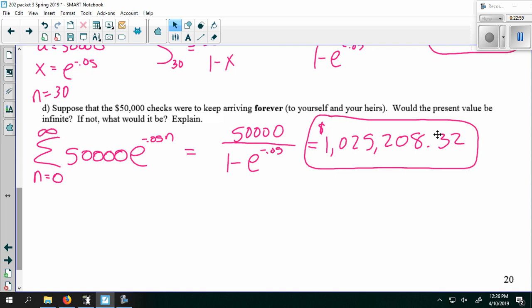That's weird. Feels a little counterintuitive, but if you think about it, 10,000 years from now, $50,000 would be worth practically nothing probably because of inflation, etc. So $50,000 way, way, way in the future is worth so little that your checks for $50,000 are not even really changing the value of the money that you have received.